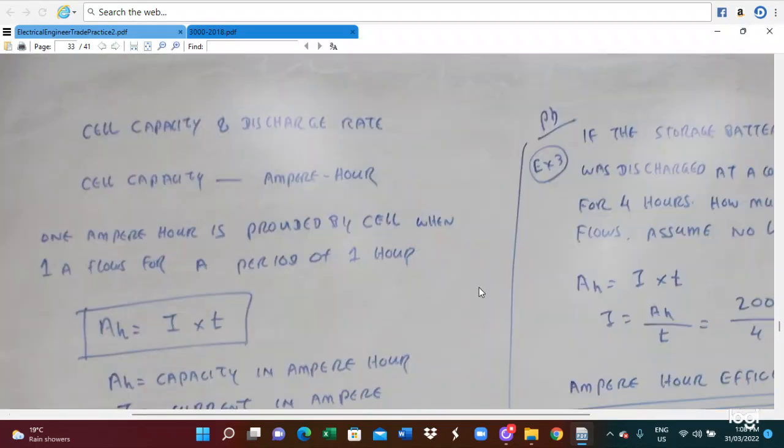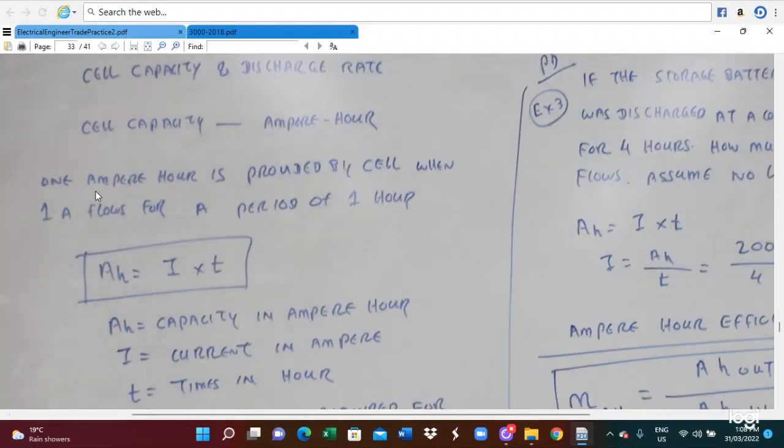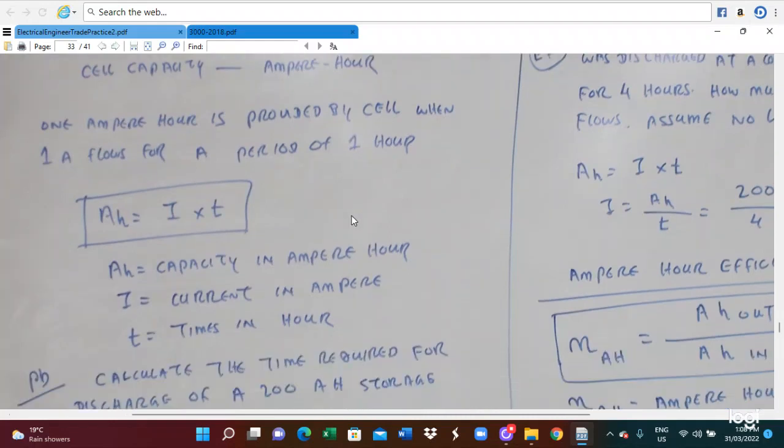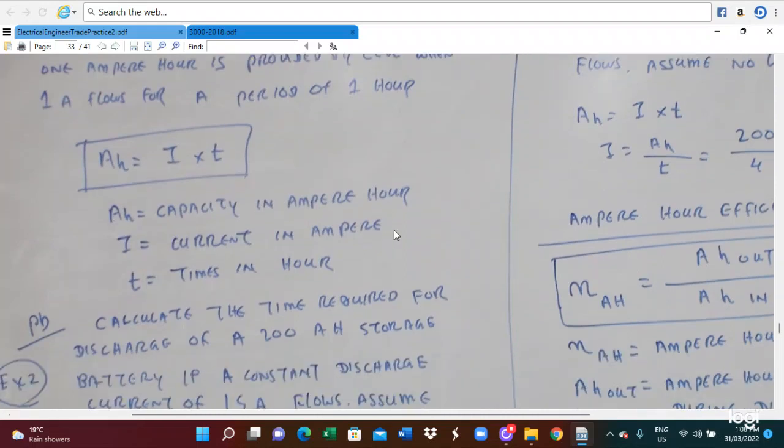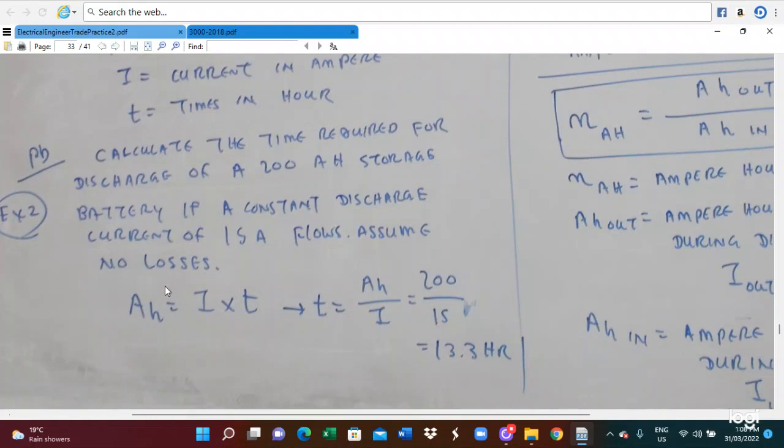So the cell capacity and the discharge rate: the cell capacity is based on the ampere hour method. So 1 ampere hour is produced by a cell when 1 ampere flows for a period of 1 hour. So the ampere hour calculation is I multiplied by T. AH is the capacity in ampere hour, I is the charge current, and T is the time in hours. So let us solve this problem: we calculate the time required for the discharge of a 200 ampere hour storage battery at a constant discharge current of 20 ampere. So the ampere hour is I multiplied by T, so T is the ampere hour divided by I.